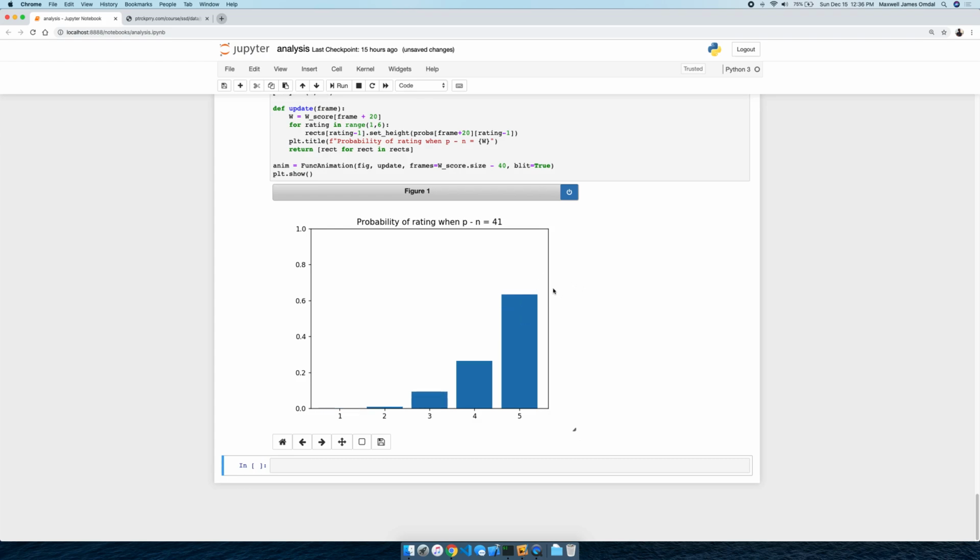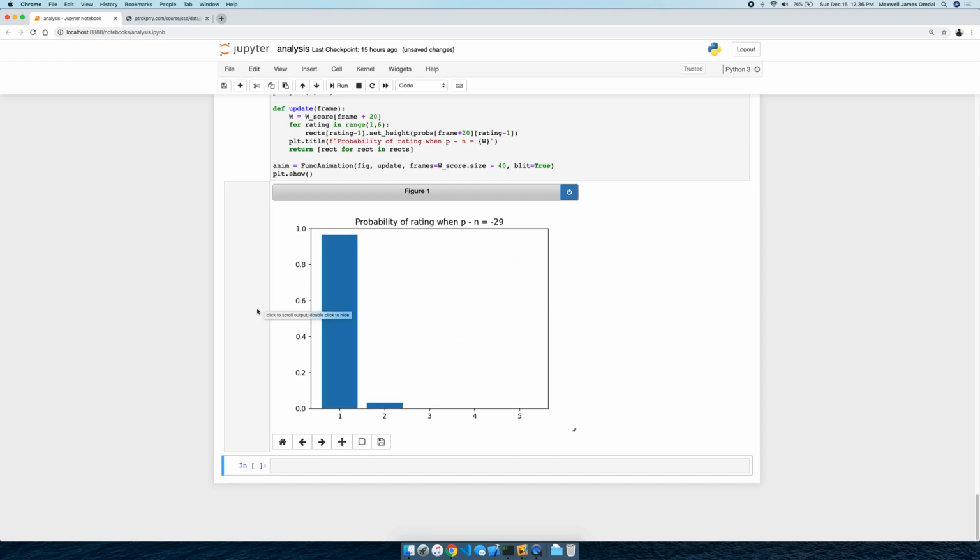Yeah, so that's what I worked on. I will post all of this online as a blog post as well, so you can see the code and analysis that I did.